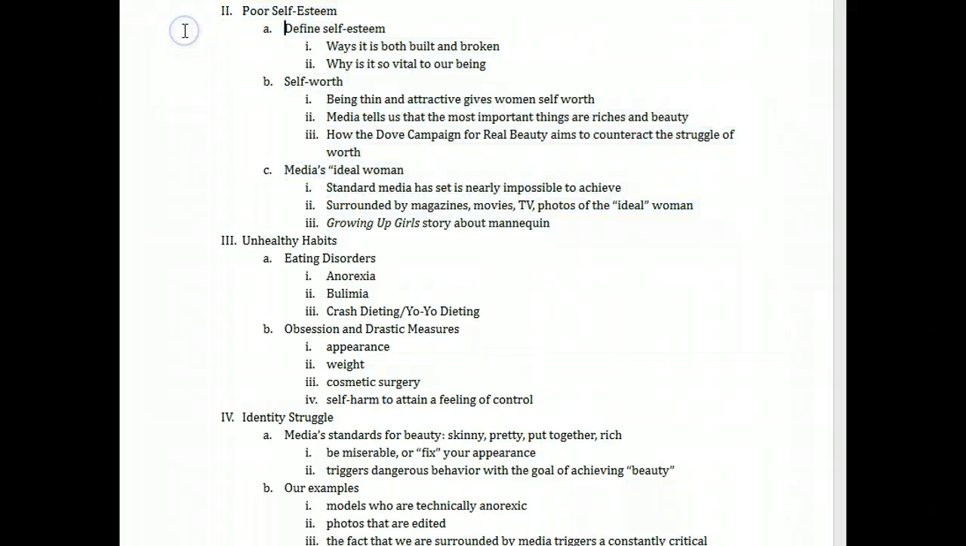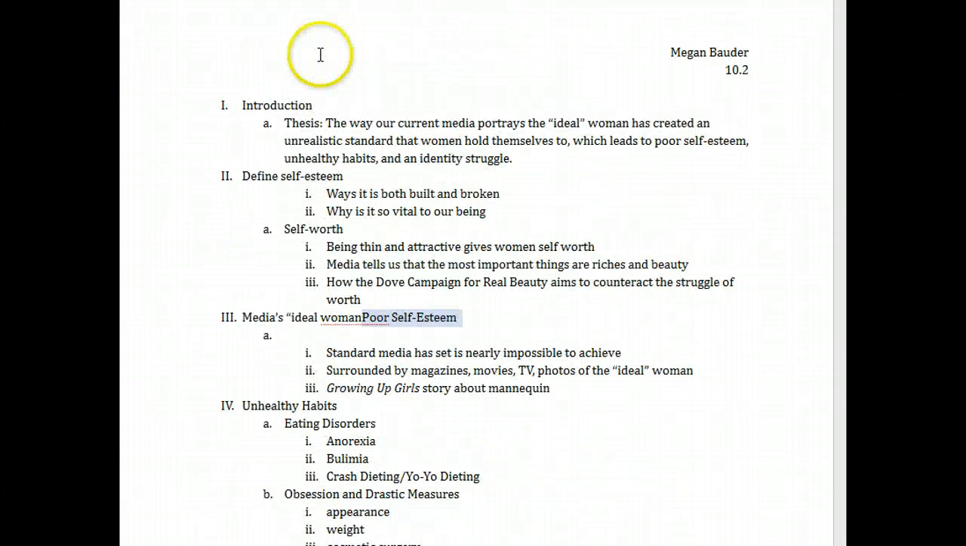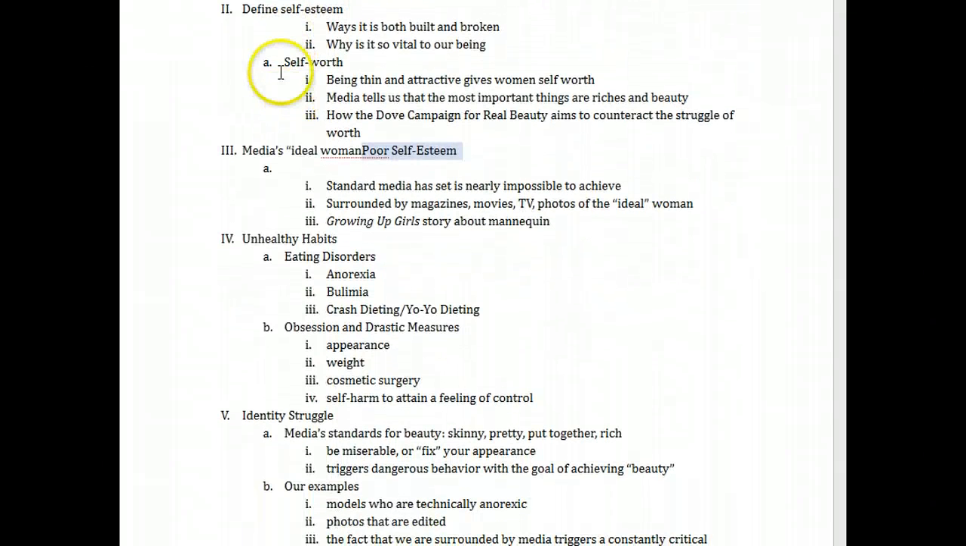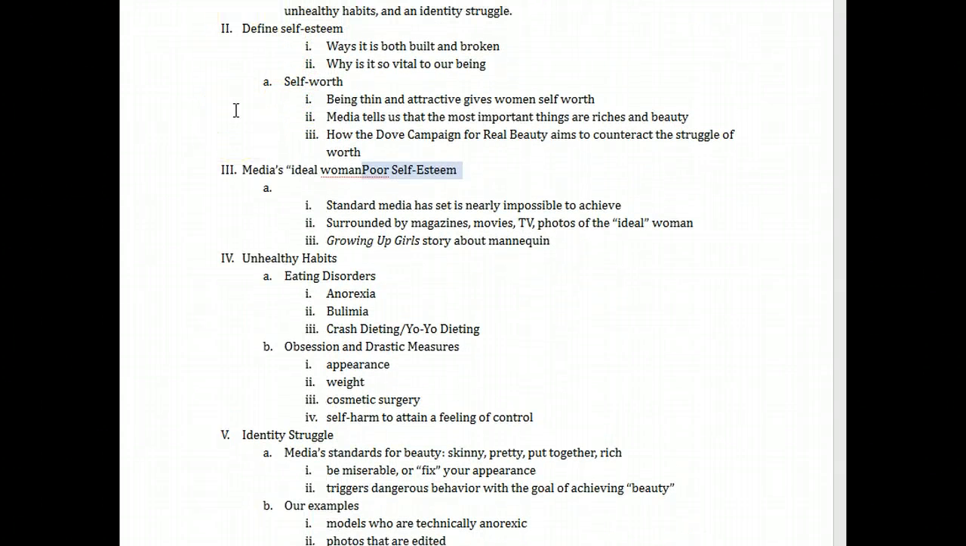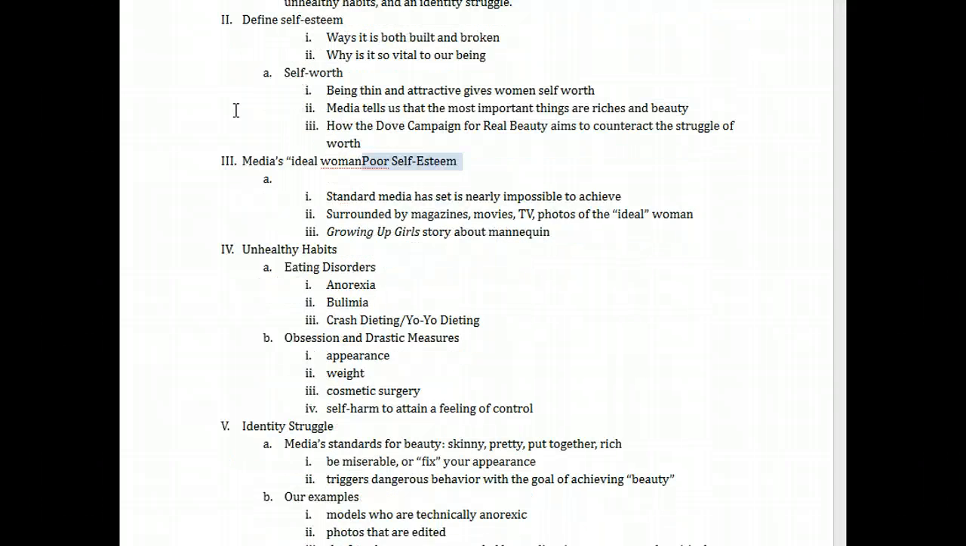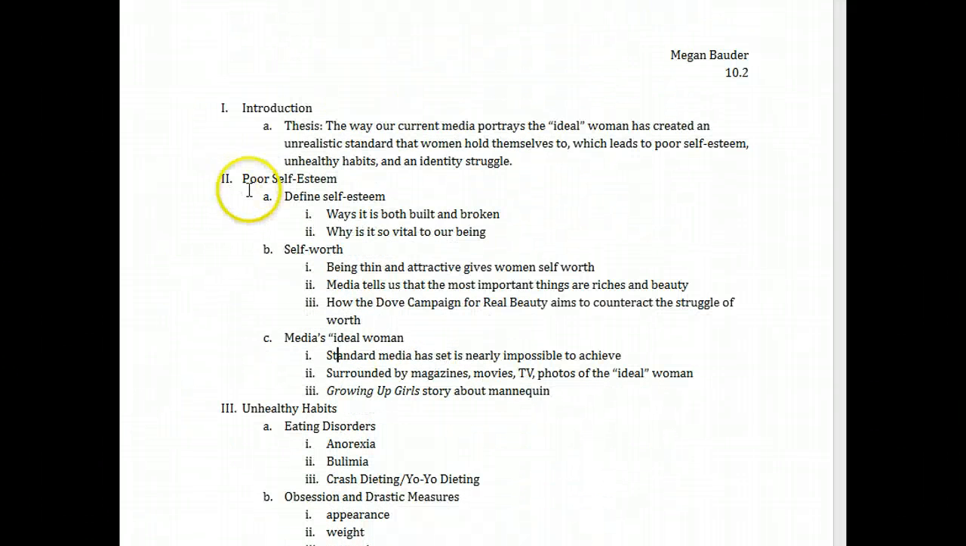Okay, so here's how I want you to do it. Roman numeral 2, poor self-esteem. You are going to start out introducing this main point of poor self-esteem by writing an entire paragraph on poor self-esteem in order for you to introduce all of your points. So you are going to introduce all of this by writing an introductory paragraph on poor self-esteem.